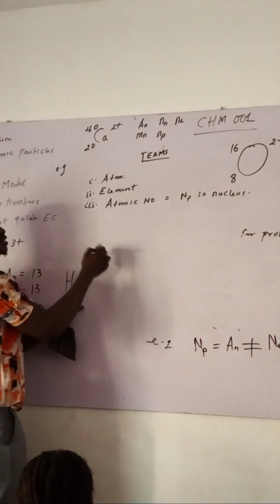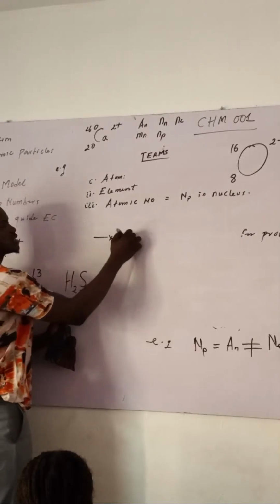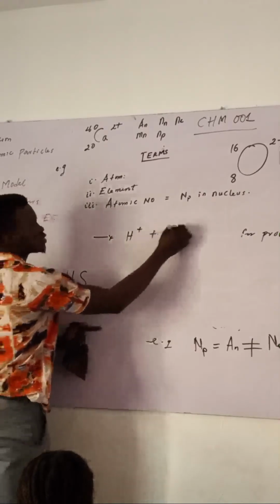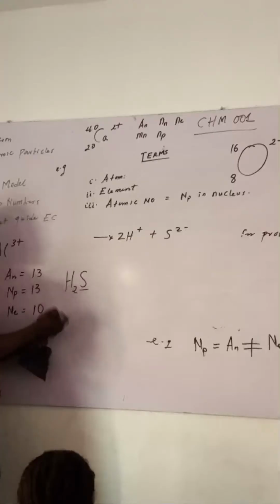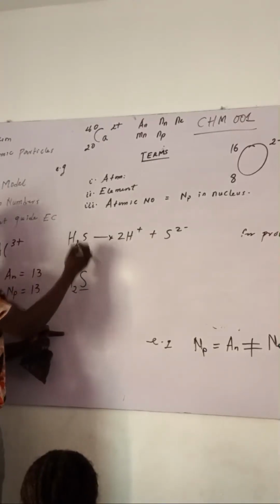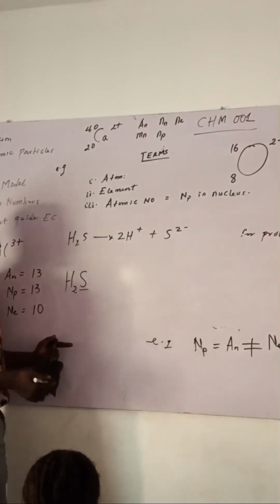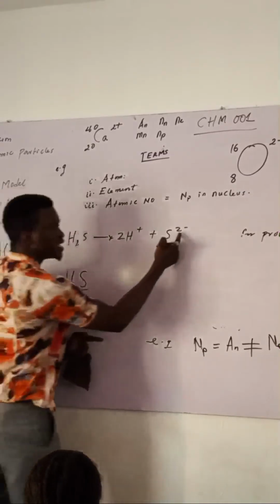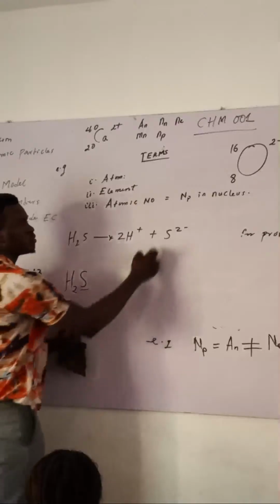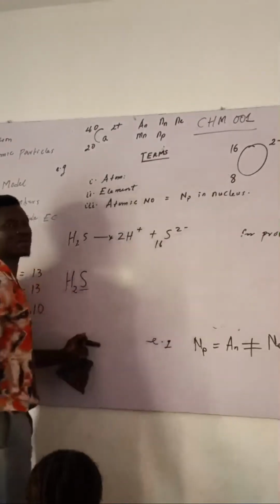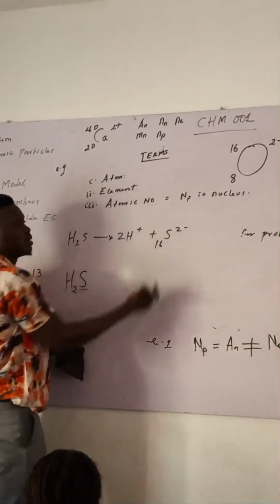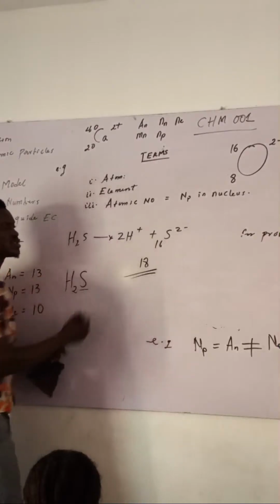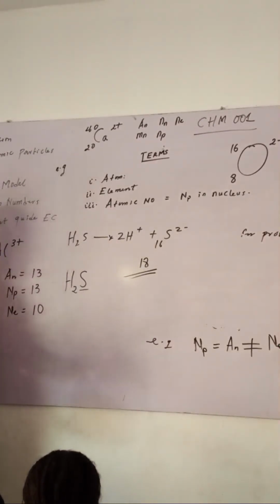So if I break this down, this is H plus S2 minus. The 2 will be here. If I break H2S into the H, that's what it will give me. And I underline S, that should tell me the number of electrons. That means it has gained 2. And normally, sulfur is 16, right? Yes. So if I ask what is the number of electrons, my answer will be 18. Do you get that? Yes.